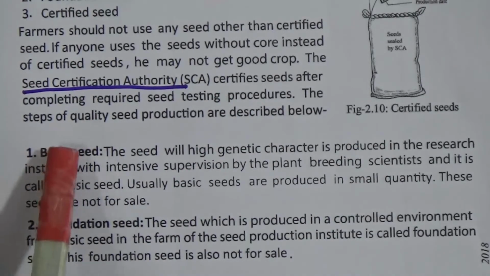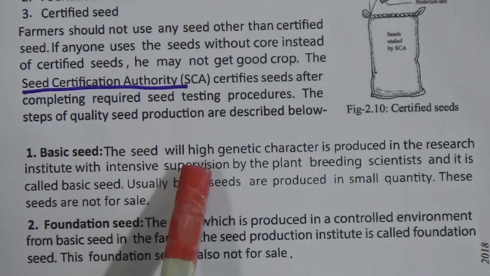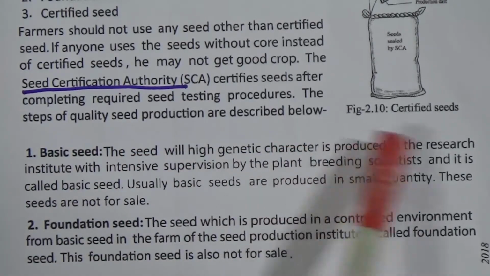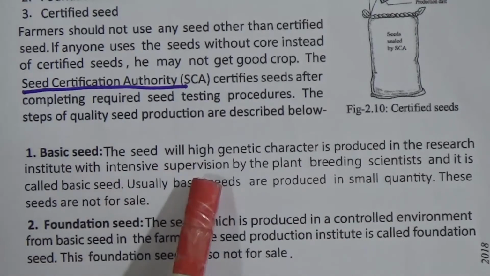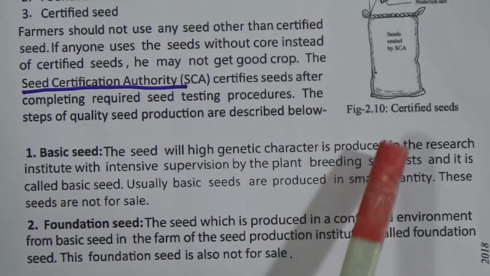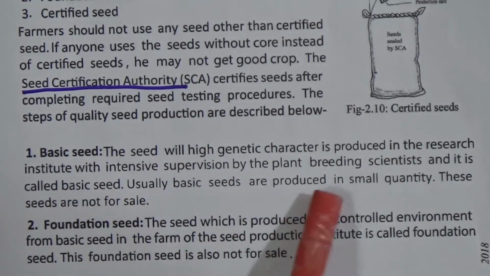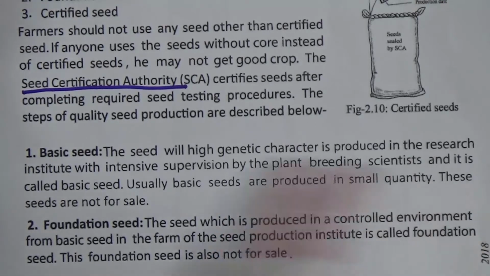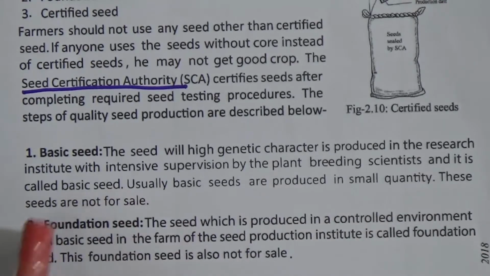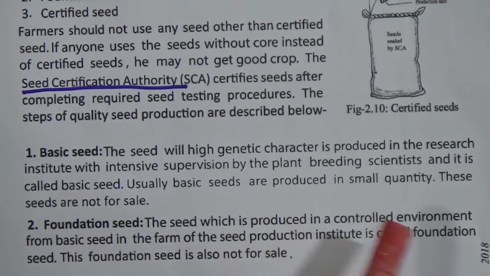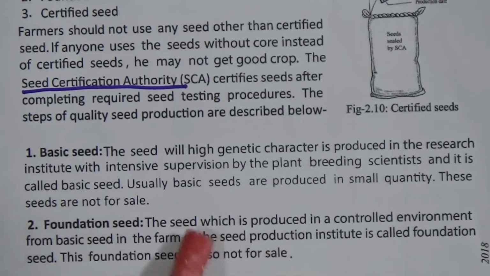Number 1. Basic seed. The seed with high genetic character, produced in the research institute with intensive supervision by the plant breeding scientist, is called basic seed. Usually, basic seeds are produced in small quantity. These seeds are not for sale. Number 2. Foundation seed. The seed which is produced in a controlled environment from basic seed in the Seed Production Institute is called foundation seed. This foundation seed is also not for sale.